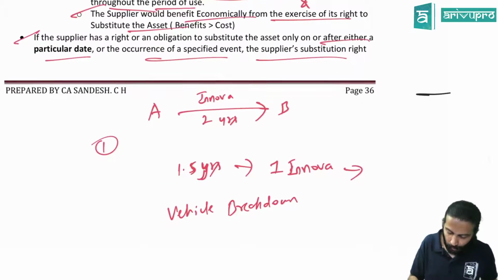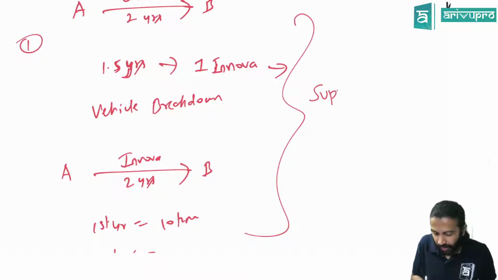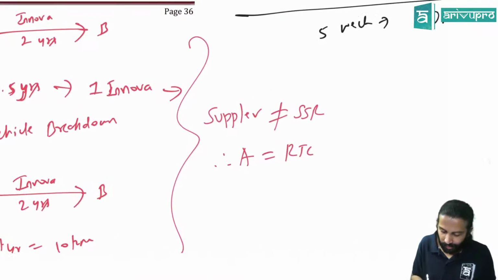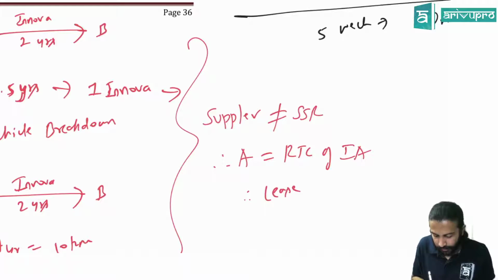So in my example, what will it be? In both examples, what is it? The supplier won't have SSR. Correct? Therefore, the customer will have what? A Limited will have a right to control the identifiable asset. Therefore, what is the conclusion? Therefore, you could say it is a lease arrangement.